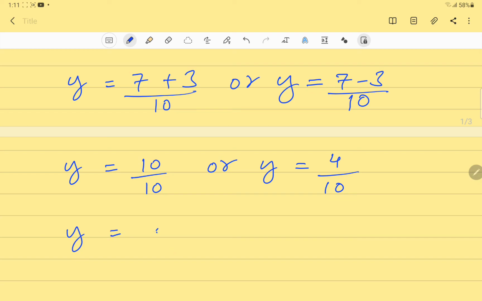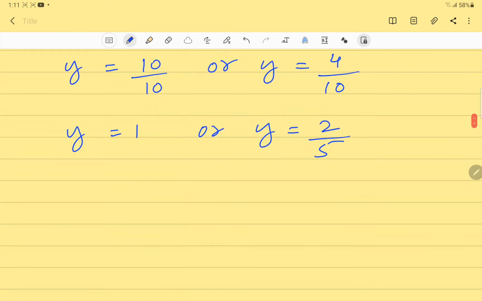Final values of y are 1 or 2 over 5. So at this stage we will replace back y with x raised to power 1 over 4, which we assumed in the beginning. So x raised to power 1 over 4 is equal to 1, or x raised to power 1 over 4 is equal to 2 over 5.